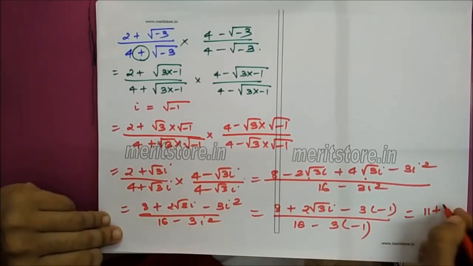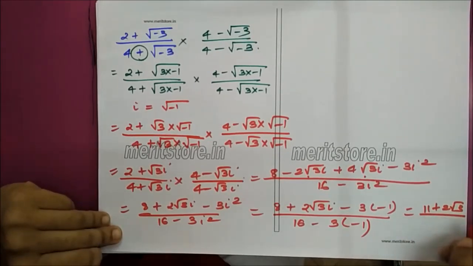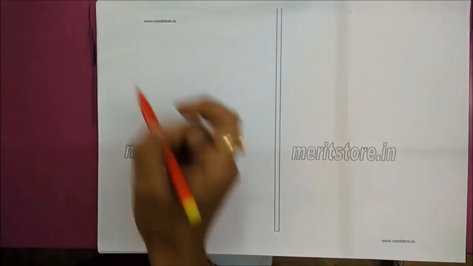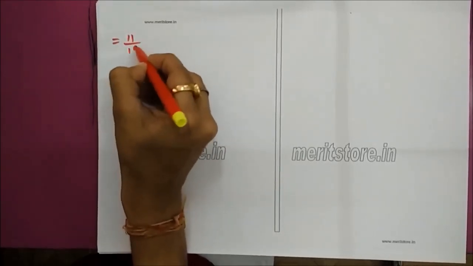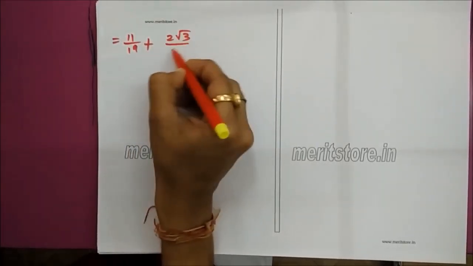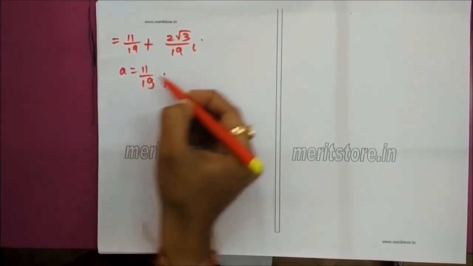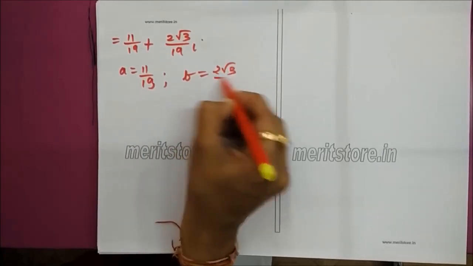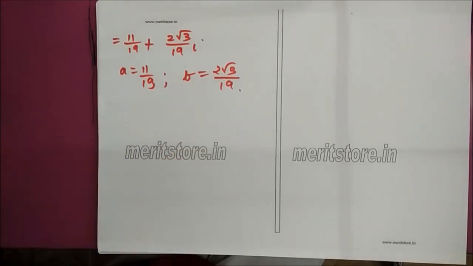plus 2 root 3i upon 19. When you split the numerator and the denominator, you get 11 upon 19 plus 2 root 3 upon 19 i. So a is 11 upon 19 and b is equal to 2 root 3 upon 19. So this is basically how you split to get your a and b.